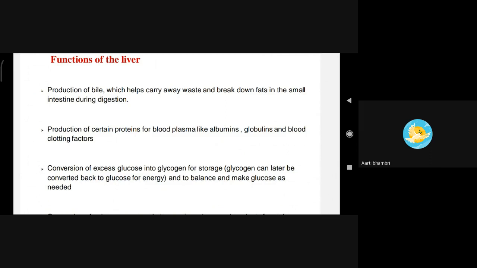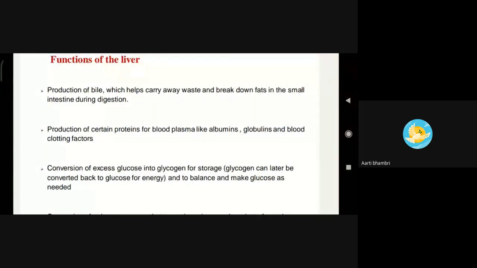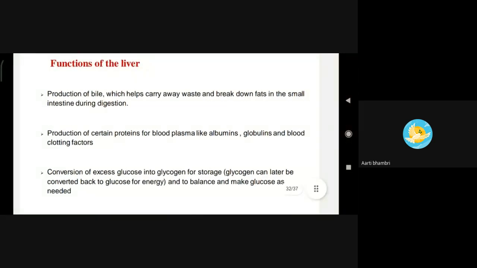So some of these coagulation factors are also produced by the liver, and some blood plasma proteins like albumin and globulin are also produced in the liver. Next is conversion of excess glucose into glycogen for storage. You people know that glucose is stored in the form of glycogen, and where is it stored? In the liver only.